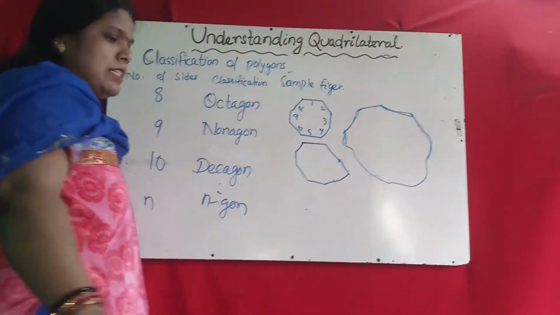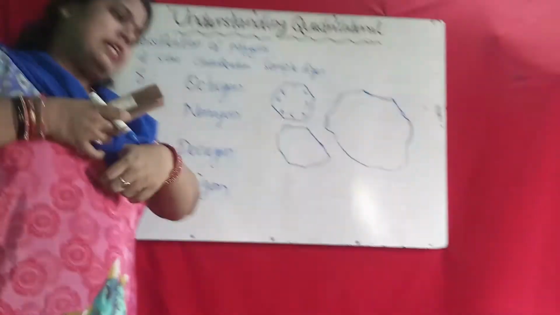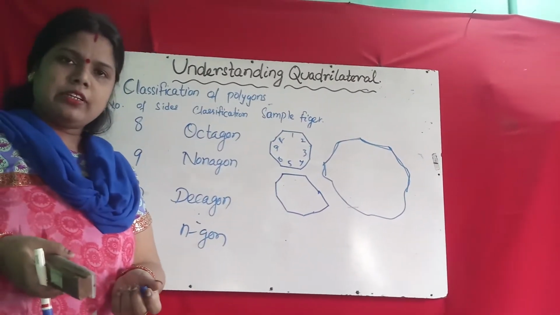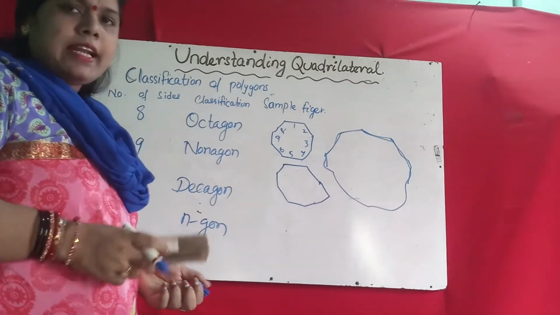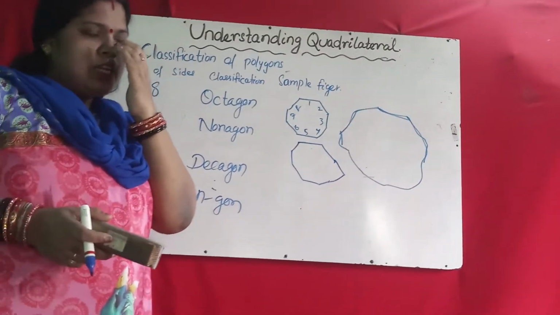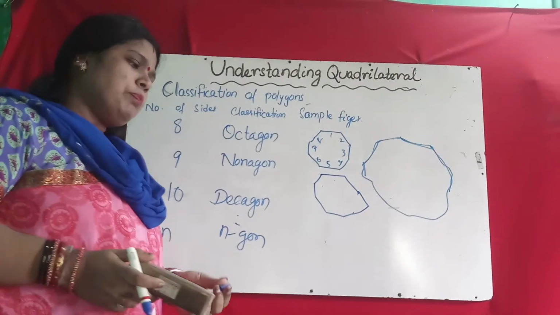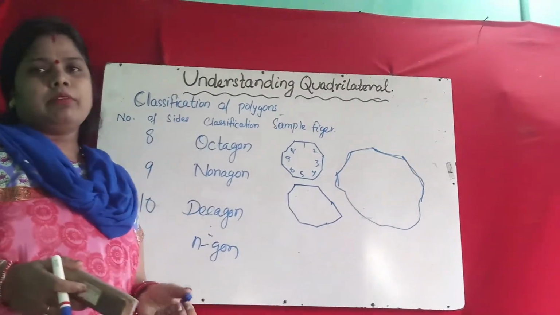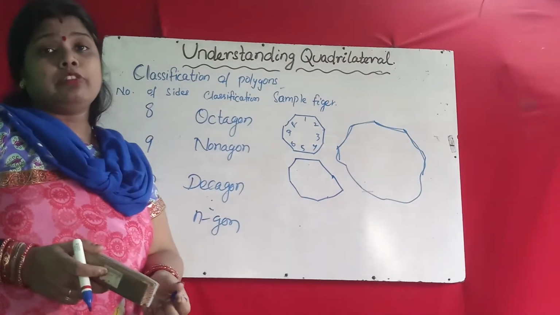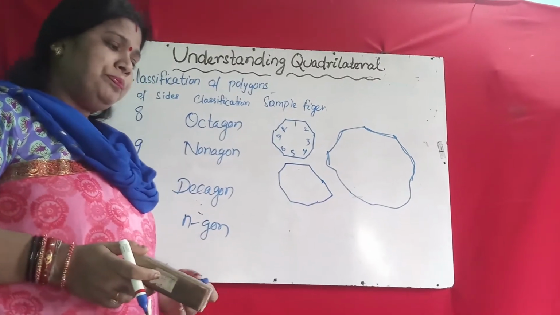Okay, the first 3 sides triangle, 4 sides quadrilateral, 5 sides pentagon, 6 sides hexagon, 7 sides heptagon, 8 sides octagon, 9 sides nonagon, 10 sides decagon, n sides n-gon. So you have to remember all the polygon names. So how are the polygons named? According to the number of sides. You count the number of sides, then you can name what type of polygon it is. Okay.